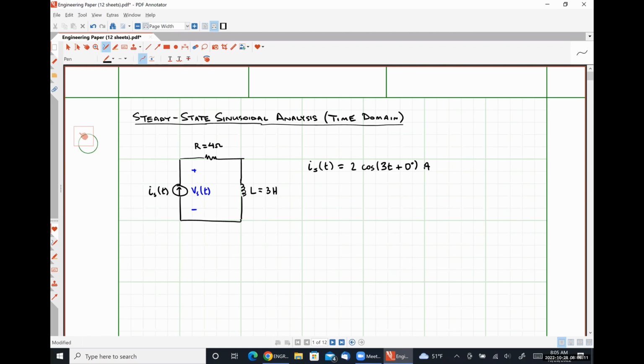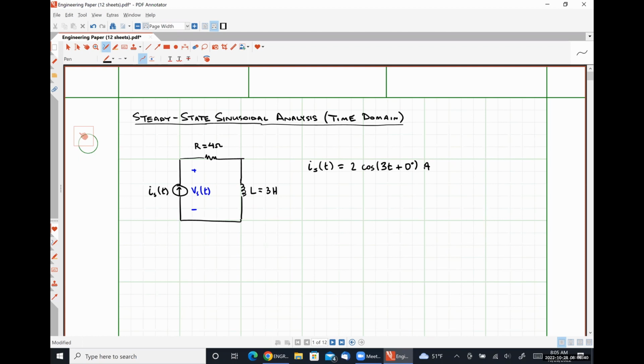And before we actually start doing any analysis, I want to talk about what our expected result is going to be. So this is a steady state sinusoidal circuit, which means that it has been operating at steady state conditions for a very long time. Now, it is not a DC steady state condition, it is an AC steady state condition. So effectively, any transient that has existed has long since died out.